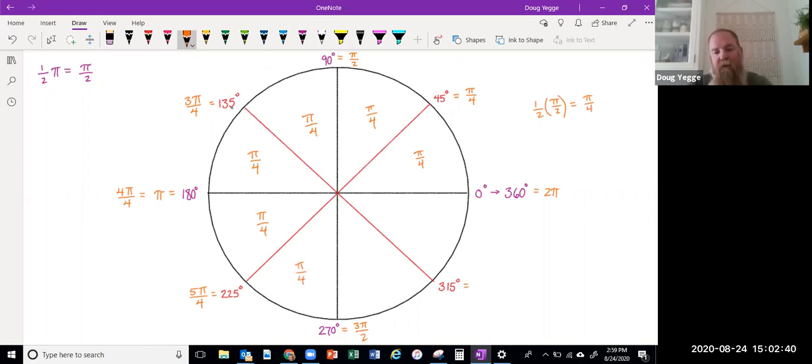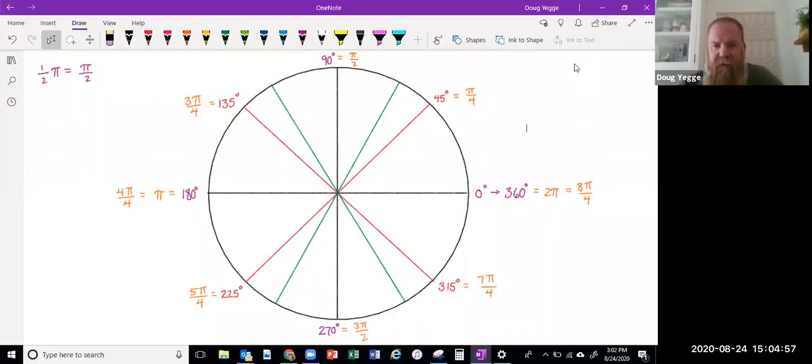But notice 6/4 simplifies to 3/2, which is why it's already written. And finally, we keep adding pi over 4s to get us to 7 of those pi over 4s. And by the time I add 1 more pi over 4, I'm now at 8 pi over 4, which sure enough is 2 pi. So why don't we take a look now at drawing some 30-degree angles.